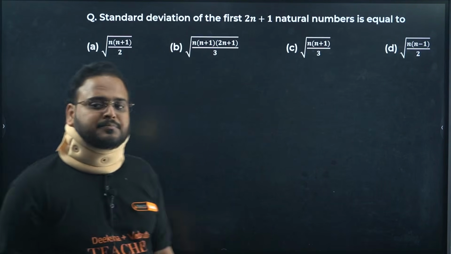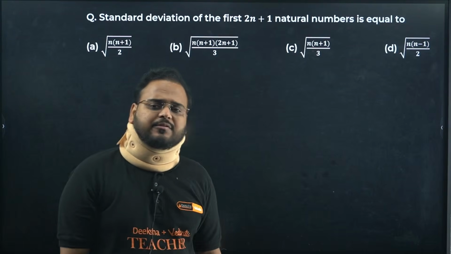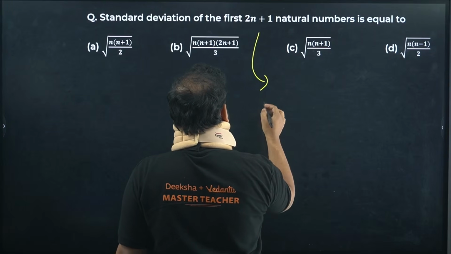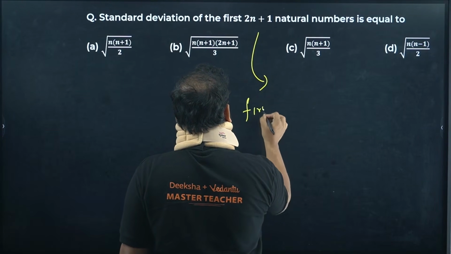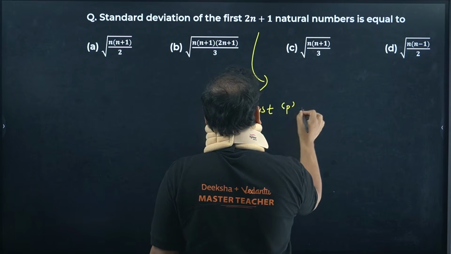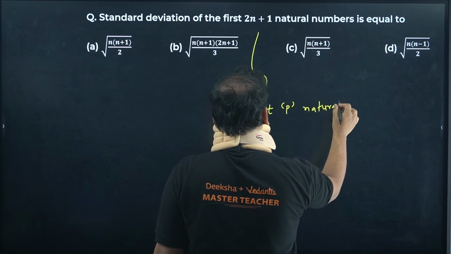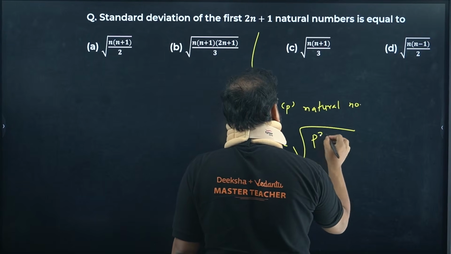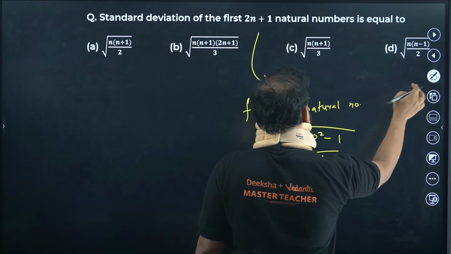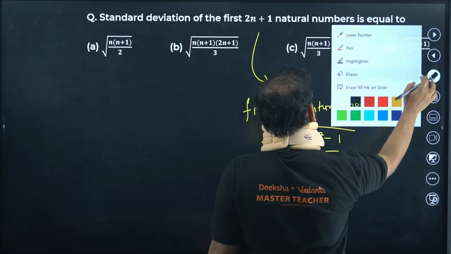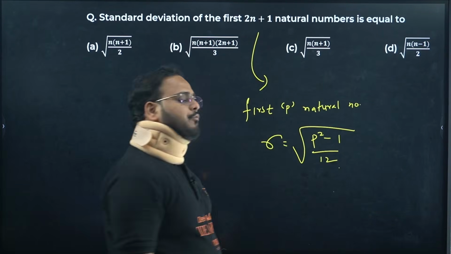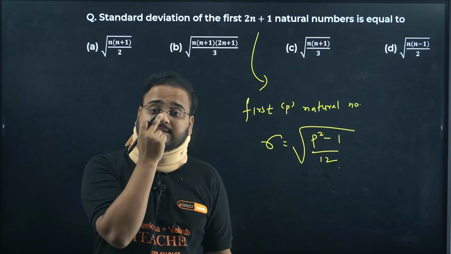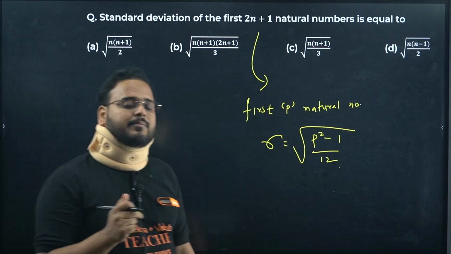Let's look at this question. It says the standard deviation of the first 2n plus 1 natural numbers is equal to what? The result is, for the first p natural numbers, the deviation is given by the root of p square minus 1 upon 12. This is the formula, where p could be 5, 6, whatever it is.